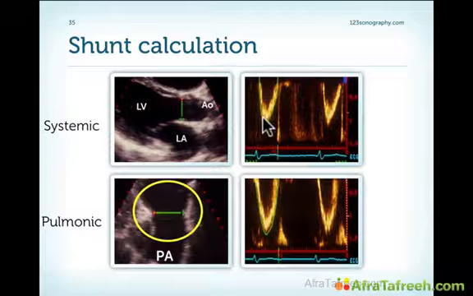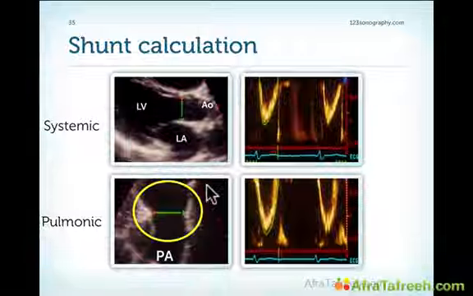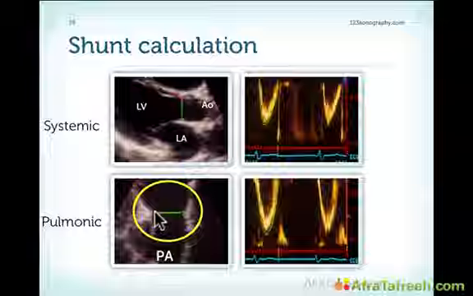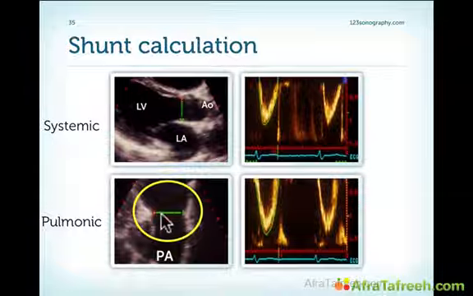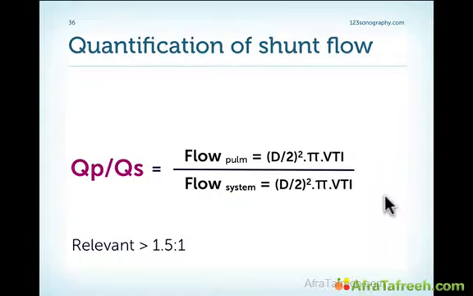And in addition, we use a pulsed wave Doppler to calculate the velocity time integral, and this will give us the systemic flow. We do the same in the pulmonary artery in a short axis view, measure the diameter of the pulmonary artery, measure with pulsed wave Doppler at the same site here the velocity time integral, and get the pulmonic flow, and the ratio between both will give us Qp/Qs, the shunt ratio, and as soon as we end up with a shunt ratio of 1.5 or more, we would call this a significant shunt.